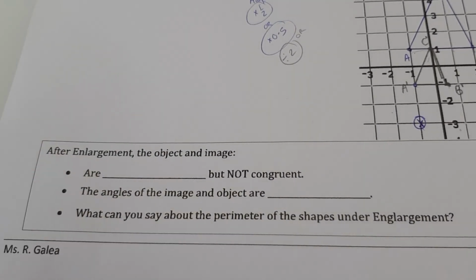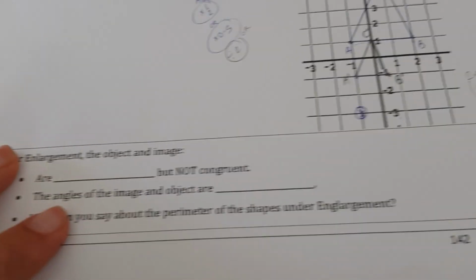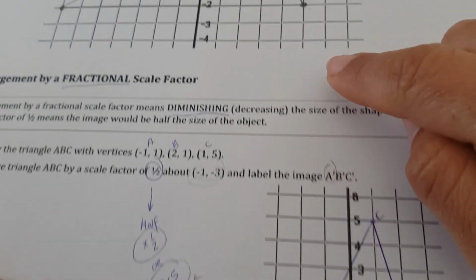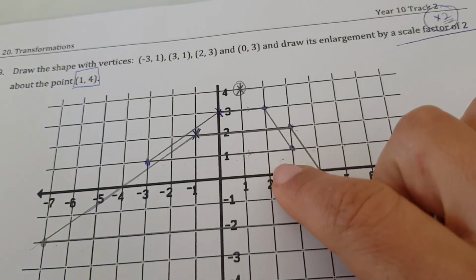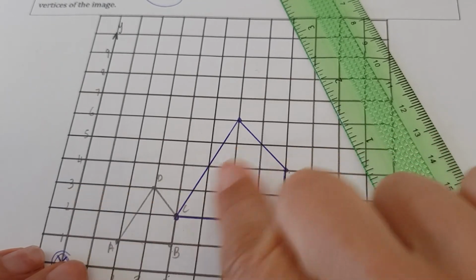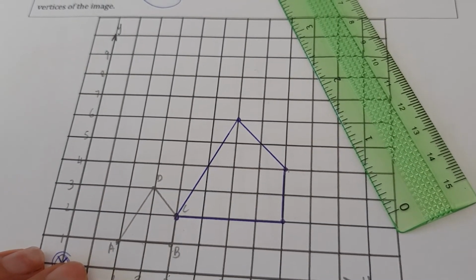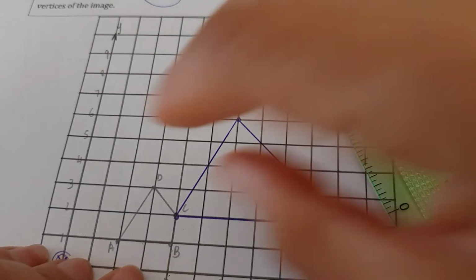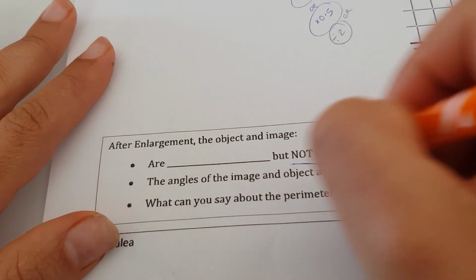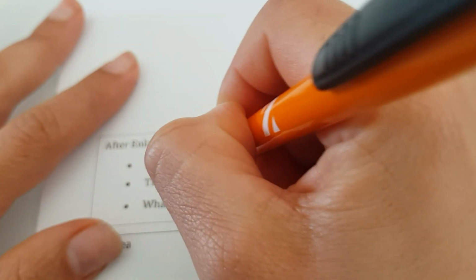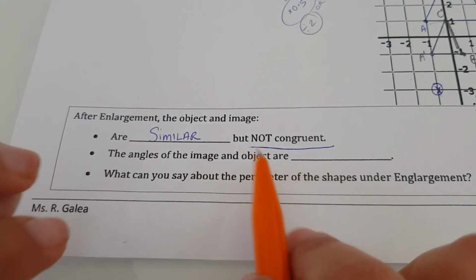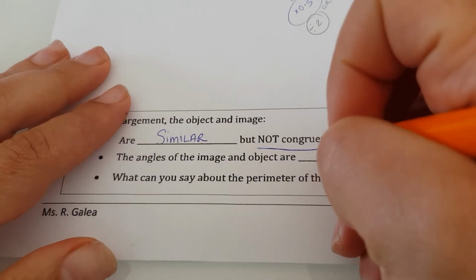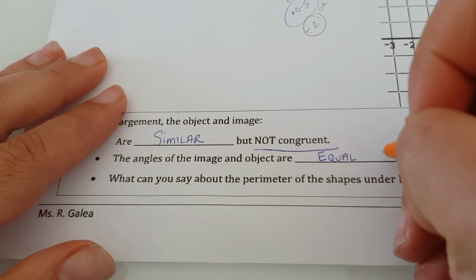So after enlargement, the object and the image, are they exactly the same now? Are they exactly the same? No, they are not. They are similar, because it is a similar shape, but one is an enlargement of the other. So they are not congruent, but they are similar, as we said before. The angles of the image and the object, when you have similar shapes, they are equal. They are the same.